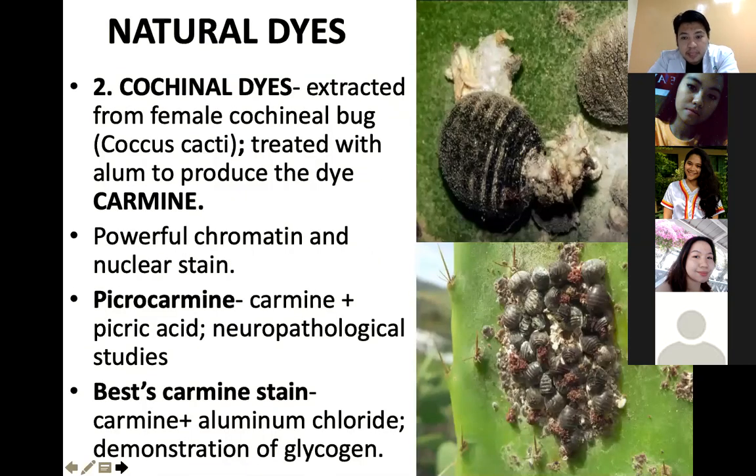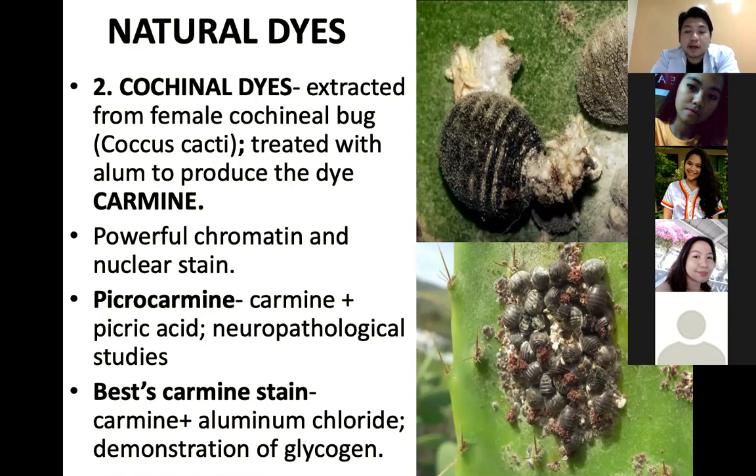Next we have our cochineal dyes. Cochineal dyes are extracted from the female cochineal bug, which usually lodges on cactuses, thus the name Coccus cacti. It is treated with alum to produce the dye known as carmine. We have different types of cochineal dyes. Carmine is a powerful chromatin and nuclear stain.